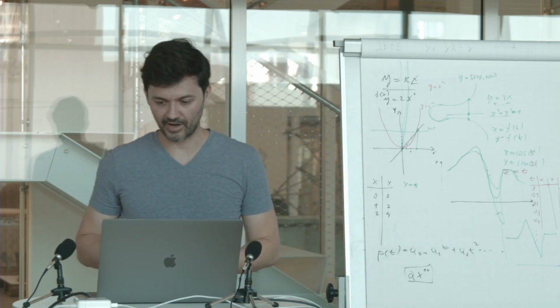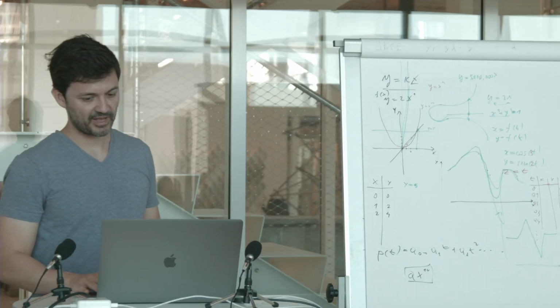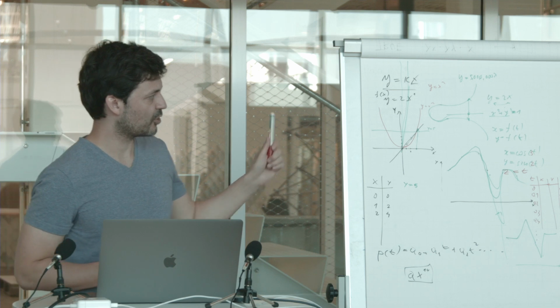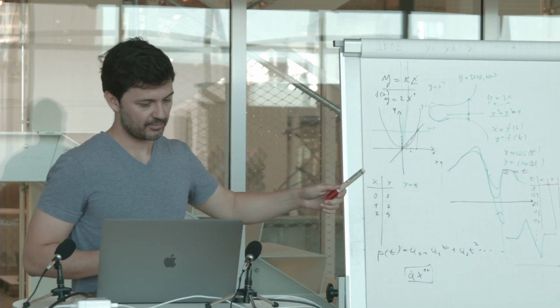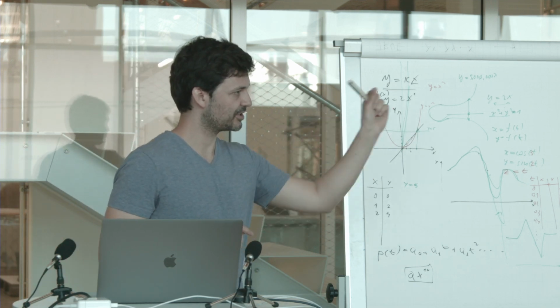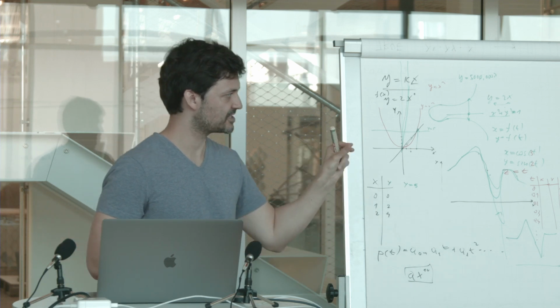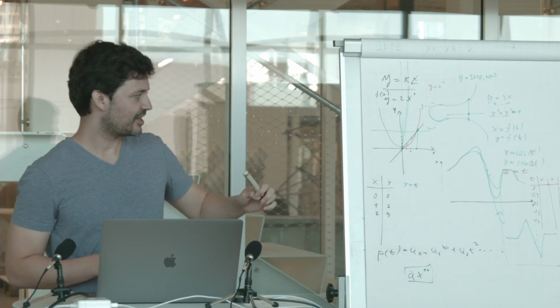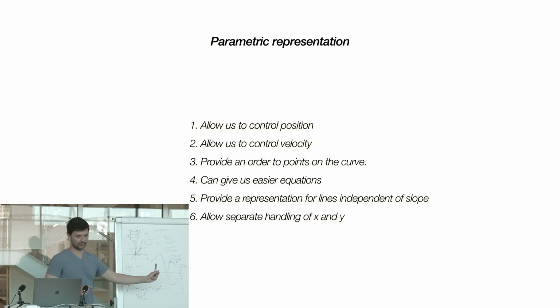And this is very powerful now, because with this parametric representation, we can kind of control what is the position on our curve. We can control, for example, velocity. If we model things with curves, we can see what's the velocity at any current point. Then there is an order to how you draw a curve. You know what's the start, what's the end. Then you can have easier equations sometimes. And also, you can represent lines independent of the slope of the line. And also, you can completely separately handle x, y, and z coordinates.